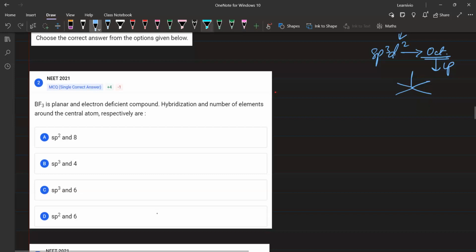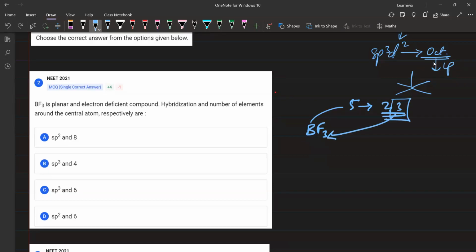Got one answer. So BF3 is quite easy. We have boron. First of all, calculate the number of valence electrons in boron. Hydrogen, helium, lithium, beryllium, boron. So the atomic number of boron is 5, that means the number of valence electrons is going to be 3, because of the 2, 3 configuration. And all of these 3 electrons are being used in bonding. So the hybridization is going to be sp2.